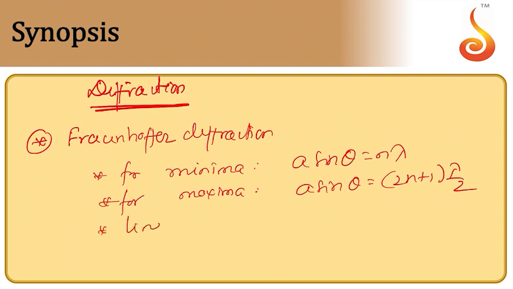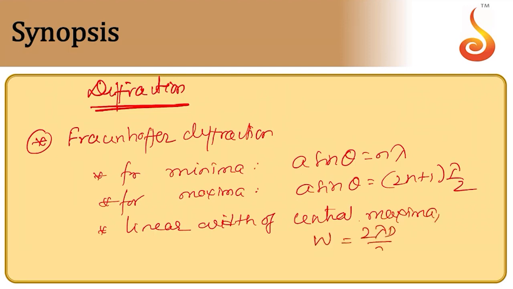And the linear width of central maxima, that is W, is equal to 2 lambda D divided by a. And the angular width of central maxima is given by, I'll call it, W theta, equal to 2 lambda divided by a. So these are some important equations as far as diffraction phenomenon is concerned. In our next session, we are going to take up numerical problems based on these concepts.